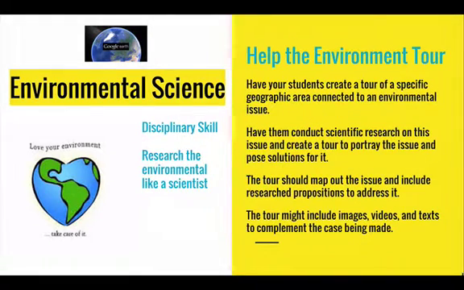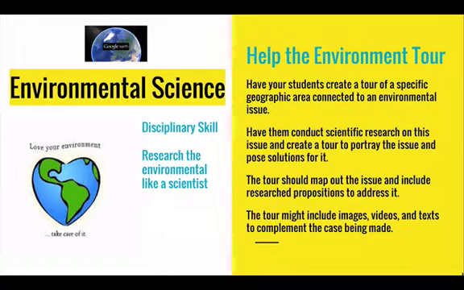And then finally, environmental science. A disciplinary skill would be to research the environment like a scientist. So you could do the Help the Environment tour. And so that would be having your students create a tour of a specific geographic area connected to an environmental issue like deforestation or global warming or something, and have them conduct scientific research on this issue and create a tour to portray this issue and pose solutions for it.